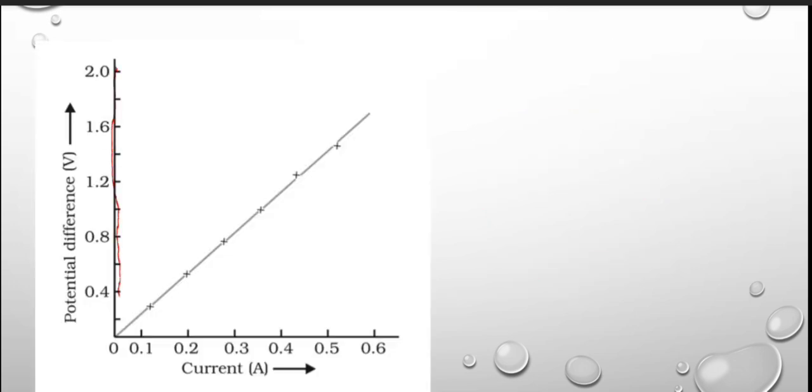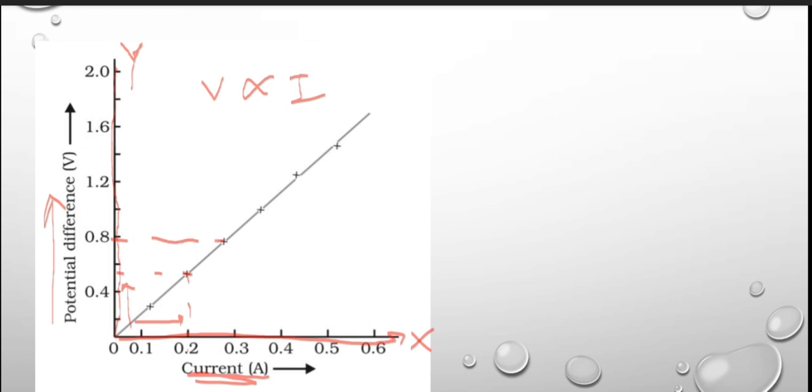Now students, according to this law, whenever there is a directly proportional relation, the graph so formed is a straight line. Let us consider this is a graph. This is the x-axis, this is the y-axis. The x-axis denotes the current and the y-axis denotes the potential difference. According to Ohm's law, potential difference is directly proportional to the amount of current flowing through the conductor. It means the more the potential difference, the more the current. If we increase the potential difference, the current will increase.